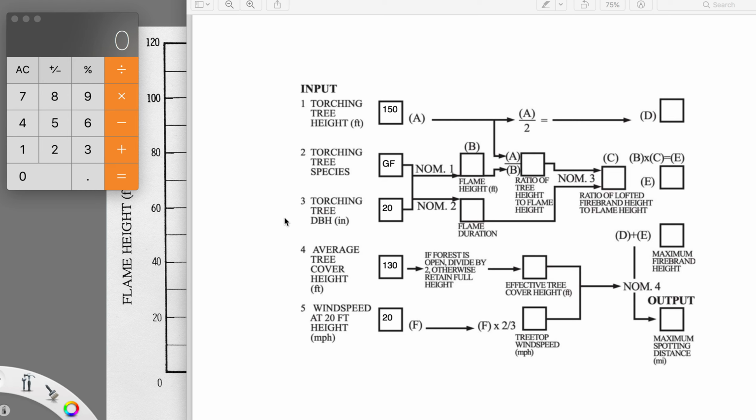Okay, I'm going to work through a spotting model nomogram. This is to determine the maximum spotting distance from a torching tree. Our inputs are the height of the torching tree, which is 150 feet; the tree species, which is going to be a grand fir in this case; the diameter at breast height, 20 inches; the average tree cover where the embers are going to fall, which will be 130 feet; and then the 20-foot wind speed, which is 20 miles per hour.